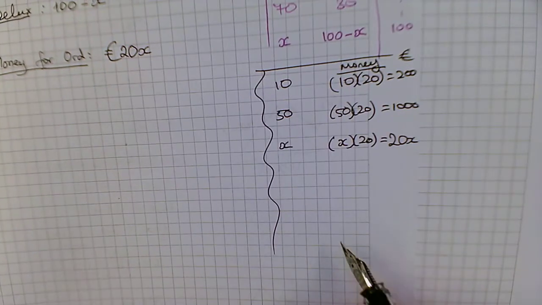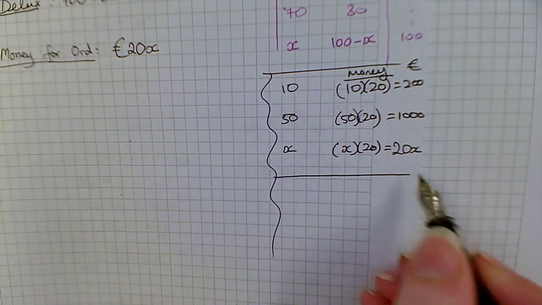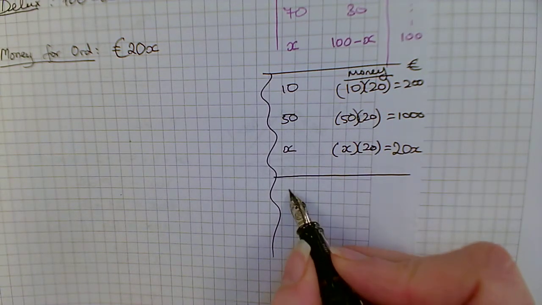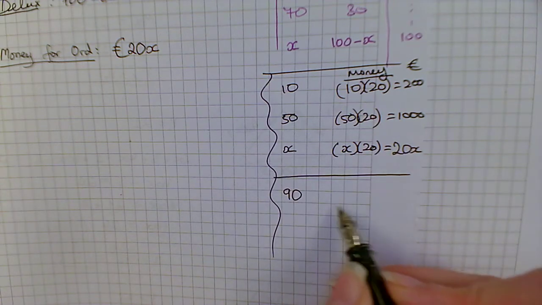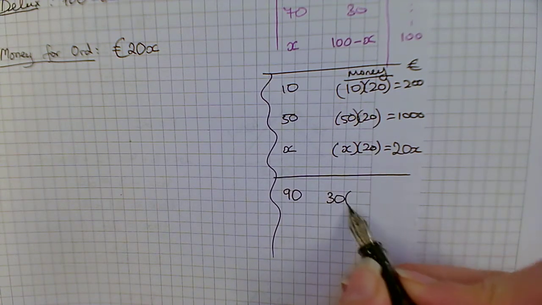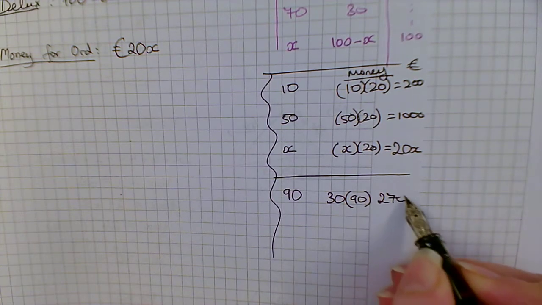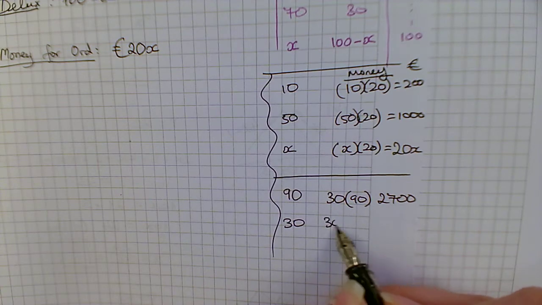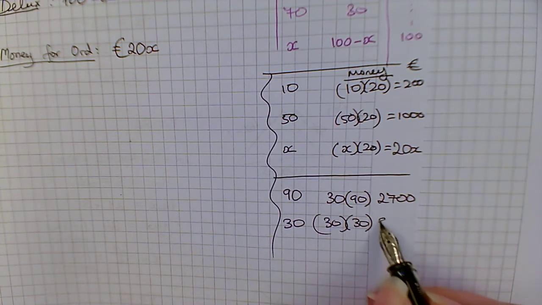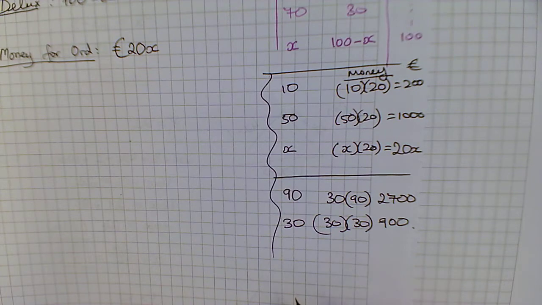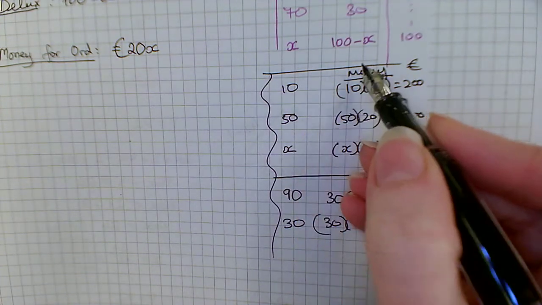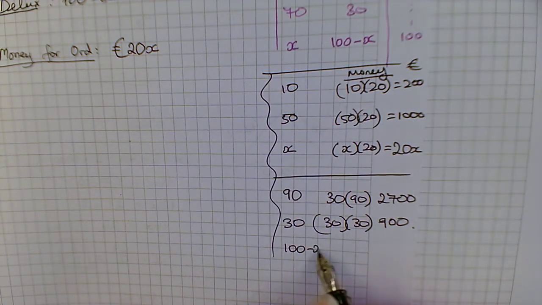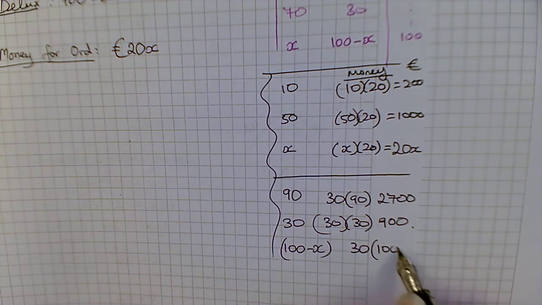So again, you could use some values. If I sold 90 deluxe seats, then the money is going to be 30 times 90, or 2,700. If I only sold 30 deluxe seats, it will be 30 by 30, or 900. Now, we're not selling x deluxe seats, however. We're always selling 100 minus x. So the money is going to be 30 times 100 minus x, which we can multiply out the bracket.